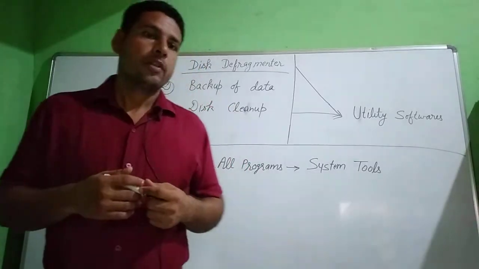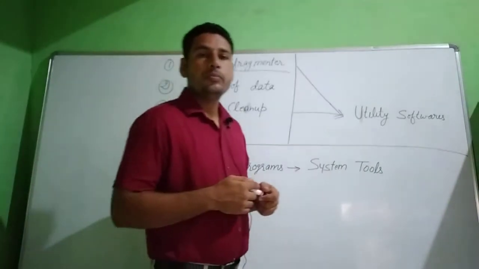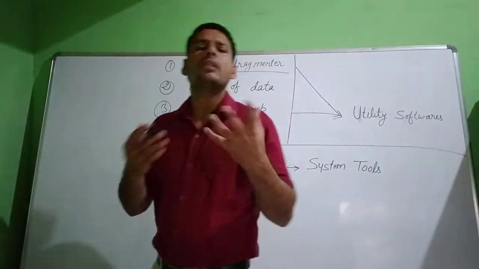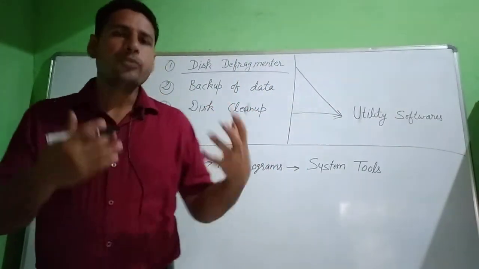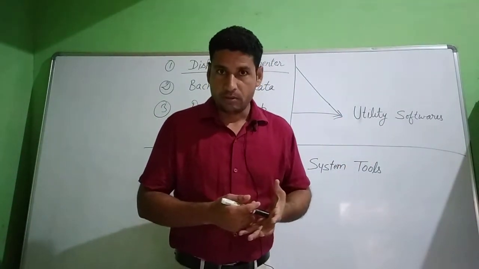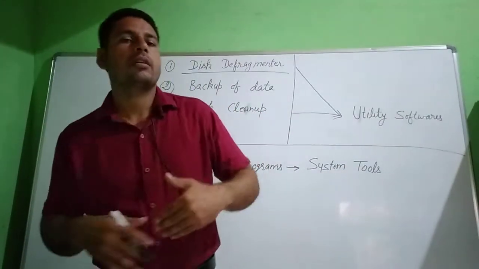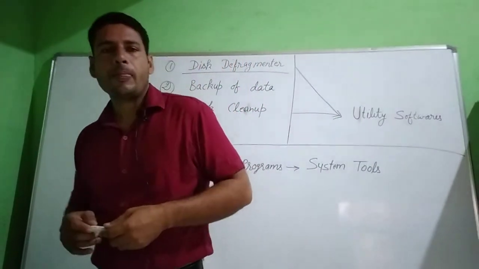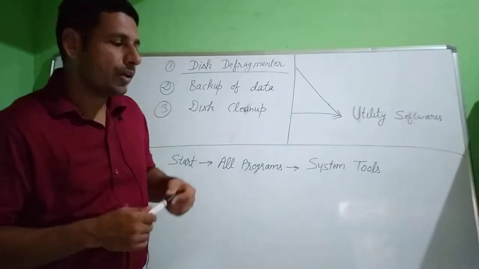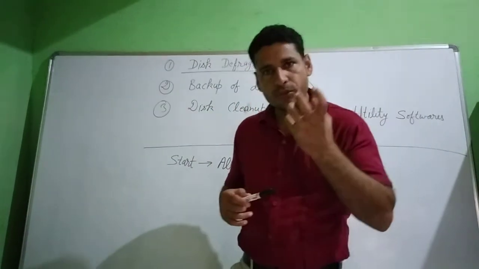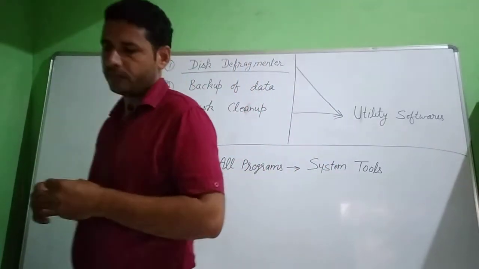Students, we are in chapter 2, computer softwares, and you have discussed computer softwares in your previous class: what is software, and what are the types of softwares. Today we will discuss one type of software, that is utility software.